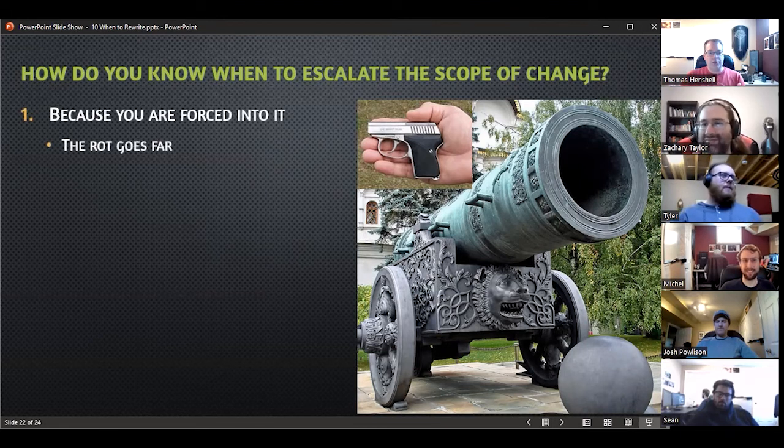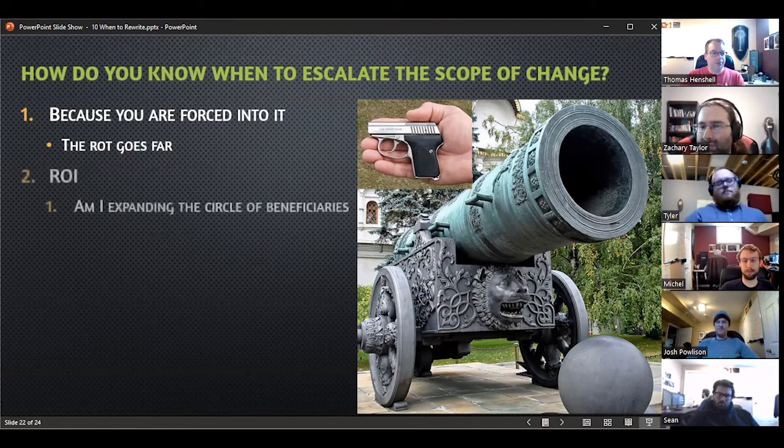Because you're forced into it. So the rot goes far. I need to keep increasing the scale because I'm like, oh, this is a problem and this is a problem and stuff. So it's touching multiple things. It's affecting multiple things. The rot goes far. So you're forced into increasing the scope just because that's what the actual scope is. So it looked like I had a house problem, but I don't have a house problem. I have a reading all resources in a folder problem. And now I have to change how that is done.